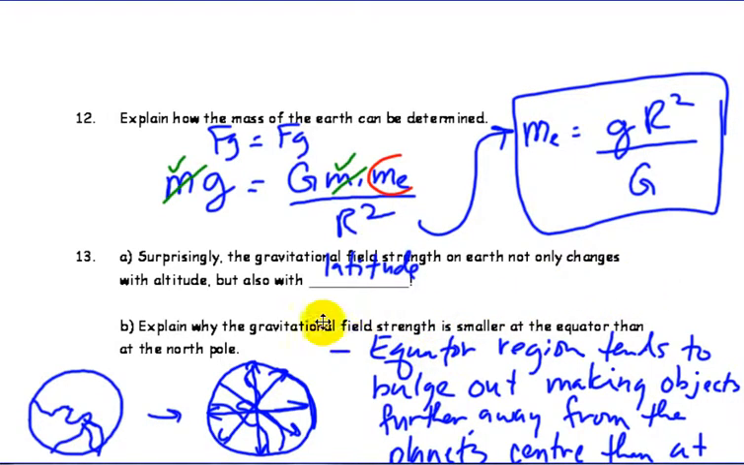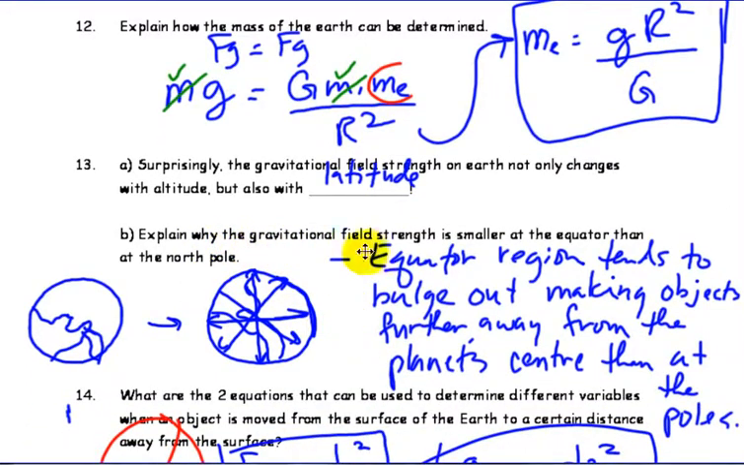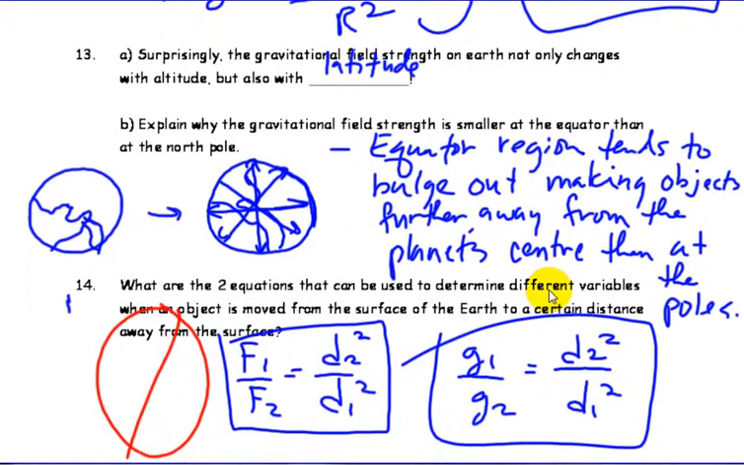Surprisingly, the gravitational field strength on Earth not only changes with altitude. For example, Denver, Colorado would have slightly less gravity than here because it is at higher elevation, but it also depends upon latitude. So for example here, explain why gravitational field strength is smaller at the equator than at the North Pole. If we imagine the Earth isn't quite a perfect sphere due to the rotation, the middle part is a little bit further from the center of the Earth than at the poles. So the equator region tends to bulge out, making objects further away from the planet center than at the poles, so slightly less gravity, depending upon whether they're at the equator or at the poles.